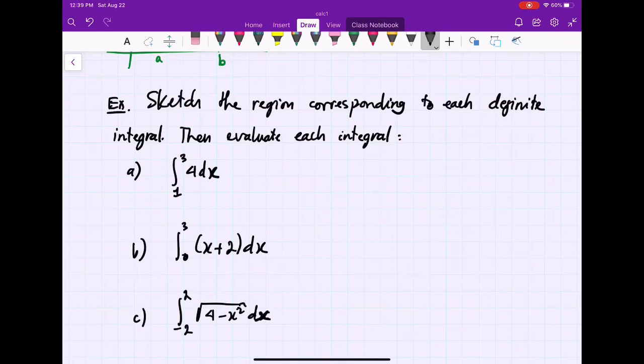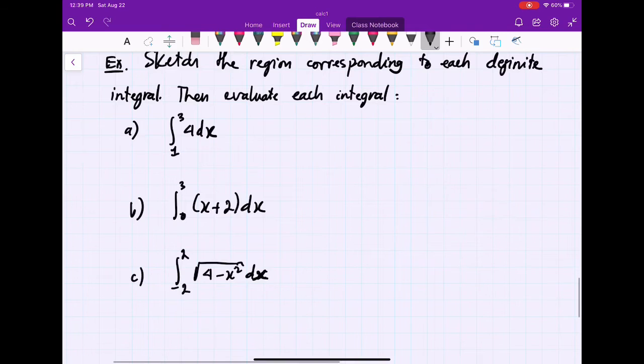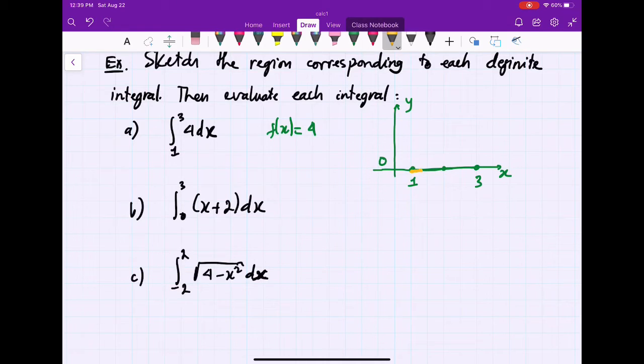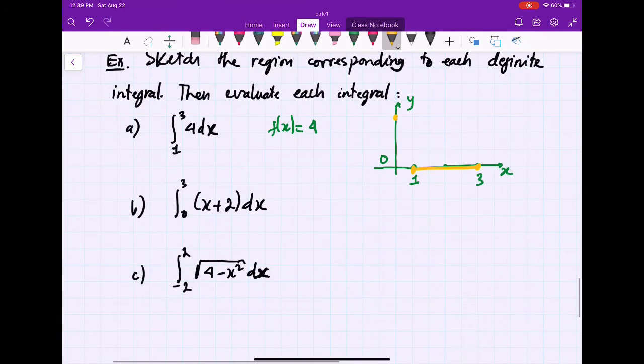Now let's sketch the region corresponding to each definite integral and then evaluate each integral. So the first integral is from 1 to 3, the function is 4. So in this case, the integrand f of x is a constant, right? So if you draw that, you have the following picture. This is your x, o, y, here is 1, here is 3. Okay, let's say 3 is right here, okay? So the interval is from 1 to 3, and your function is 4.